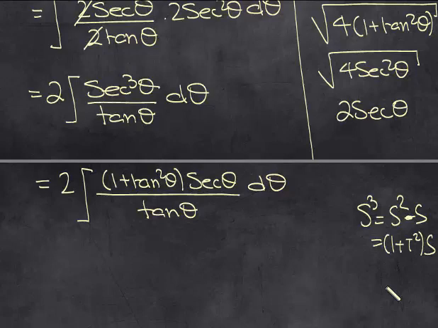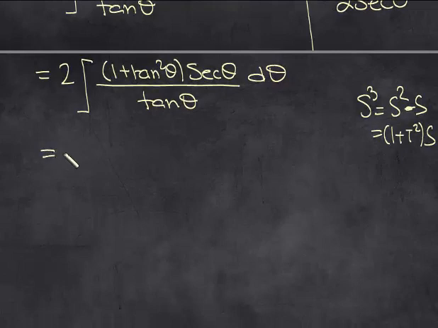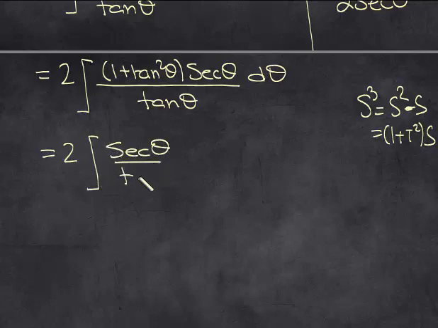I can distribute and split up the numerator. You guys follow? I'm going to distribute and split up the numerator, so I get secant theta over tangent theta plus tangent theta secant theta. Just think about it. Make sure you follow all the steps I'm doing. I'm distributing the secant and then splitting up the numerator. And you should recognize both of those integrals. Those are known integrals.